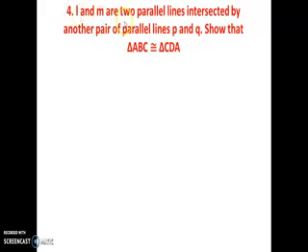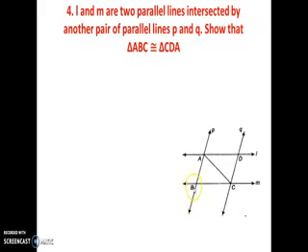L and M are two parallel lines intersected by another pair of parallel lines P and Q. Show that triangle ABC is congruent to triangle DCA. Here is our figure. In this figure, they have given that this line L is parallel to M, which means these two lines are parallel to each other. Likewise, P and Q are also parallel to each other. They have given that.